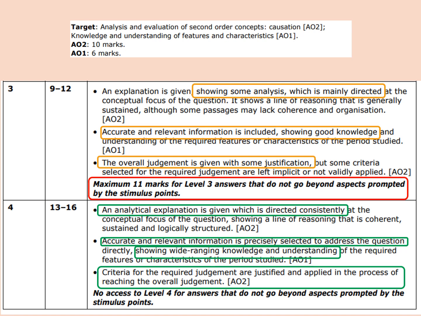Knowledge and understanding of features and characteristics is assessment objective 1. But look at the breakdown of marks. Assessment objective 2, your explanation of causation, is 10 out of the 16 marks, so you'll want to be constantly referring back to the question and explaining. AO1 is important, but it only carries 6 marks. So if you were to just describe as much as you know about the topic without relating it to the question, it's not going to be so successful.